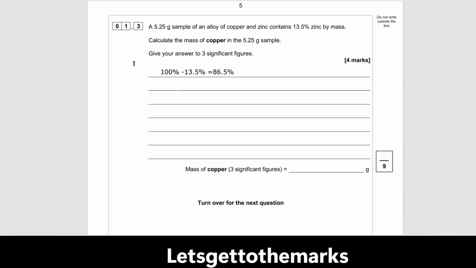Why? Why, you ask? Because the 100% is copper plus zinc. The 13.5% is the zinc. So if I take that away from that, I get the copper.